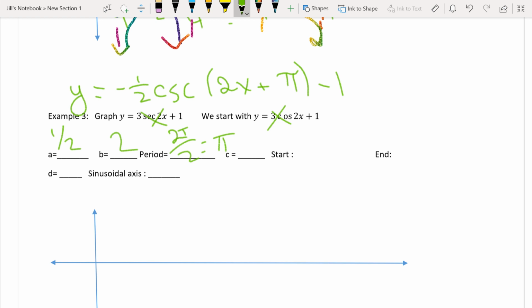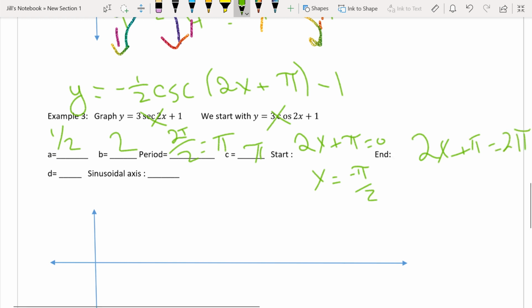This one does have a c. The c is pi. So this one does have a phase shift. It's a left-right shift. To find out where this graph starts, you take everything in the parentheses and set it equal to 0. If I solve that for x, I get negative pi over 2. So this graph starts at negative pi over 2. Where does it end? You take 2x plus pi and you set it equal to 2 pi.